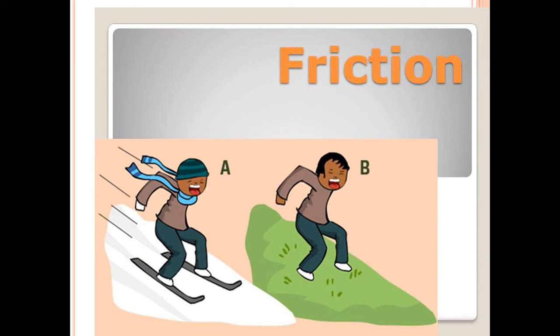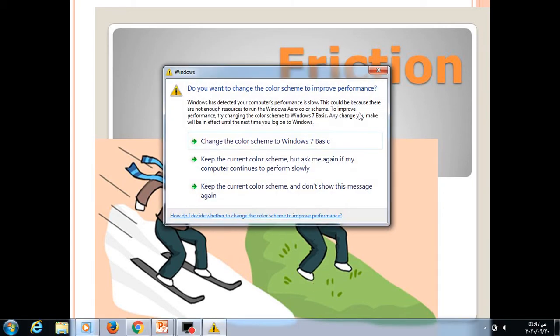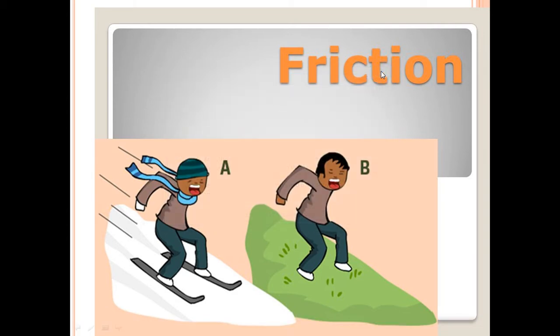If you look at this picture, which one of them will go fast, A or B? Yes, very good, A, because in B there is a friction force between the boy and the floor. This friction force slows down his movement. So friction force is a force that slows down objects that rub against each other.